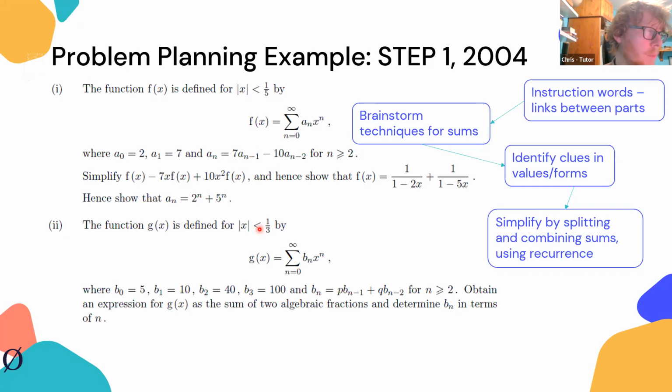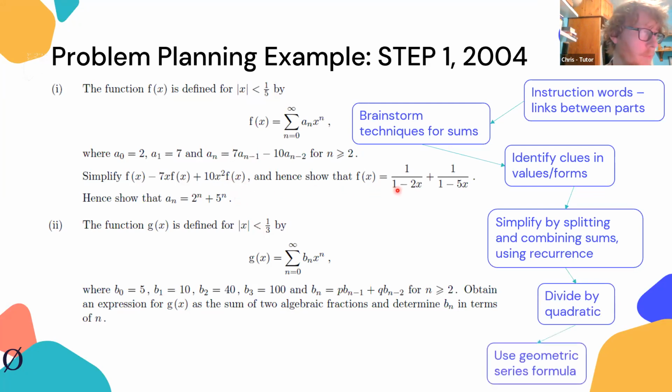Then the next part is the show that. So, okay, we said we're going to divide through to get f of x as the subject, and hopefully that will simplify to this sum of 2 fractions. We identified that we want to go to the next bit where there's powers. So we'll use the geometric series formula to help us do that. And then we get on to part 2.